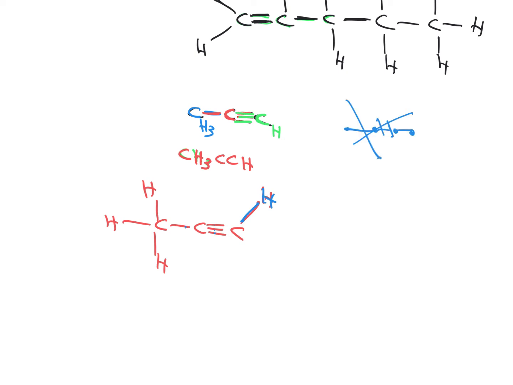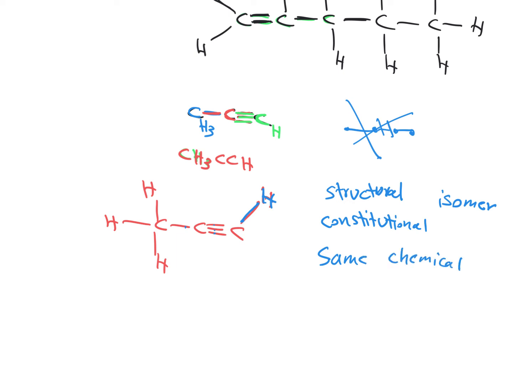The other thing that we talked about in chapter 1, and we're going to talk about in more detail in chapter 2, is isomers. We have different types of isomers. The type that we talked about in chapter 1 is structural or constitutional isomers. These are molecules that have the same chemical formula, but different structural formulas.